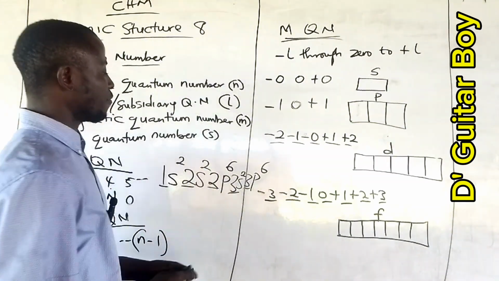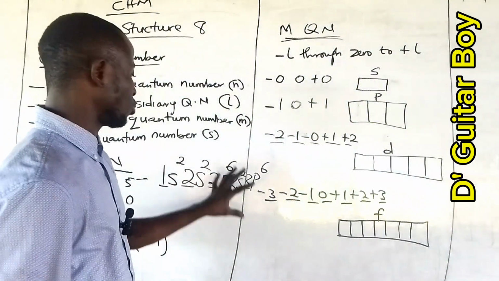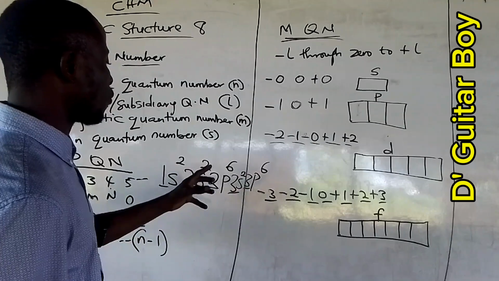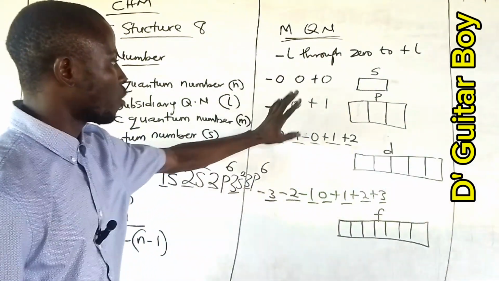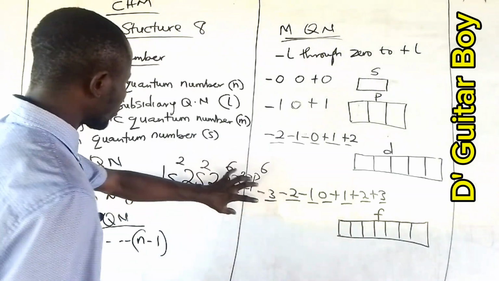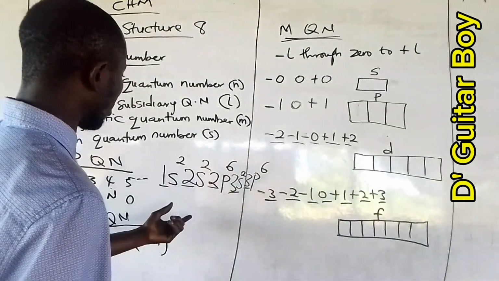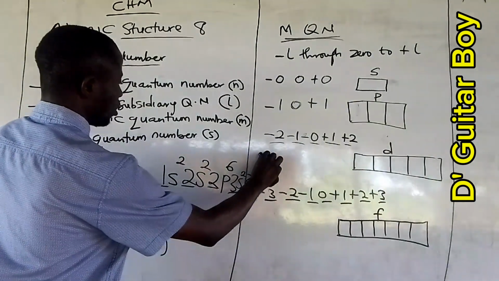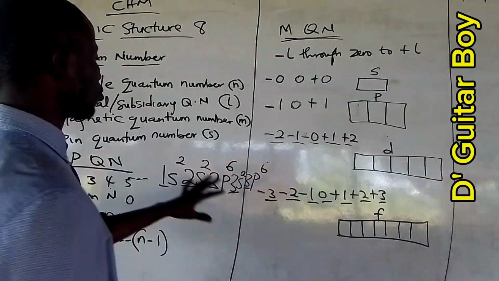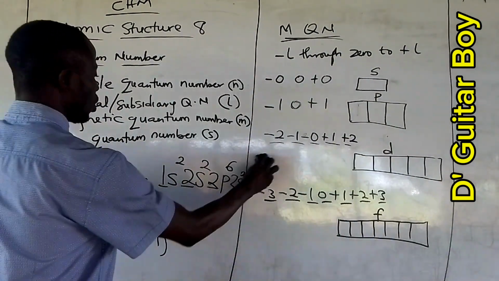And I just put this here so that you have insight into how you write your electronic configuration, so that you know that what we are doing here is not rubbish. Everything we are doing here now, we are going to use it later to write our electronic configuration.